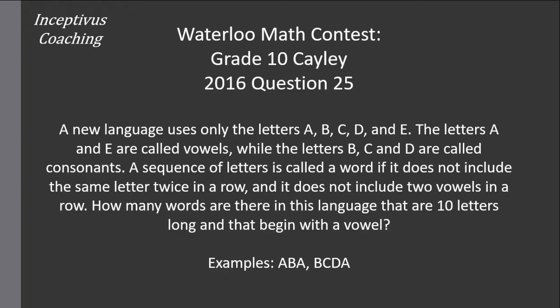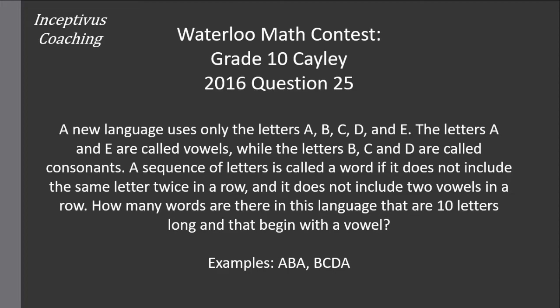I'm going to give you a detailed step-by-step explanation on how to solve this counting and probability problem. This is question number 25 from year 2016. It says a new language only uses the letters A, B, C, D, and E. Letters A and E are vowels, and B, C, D are consonants.